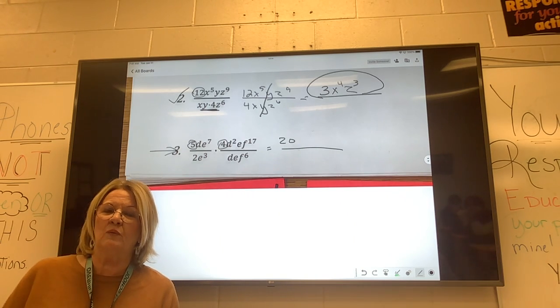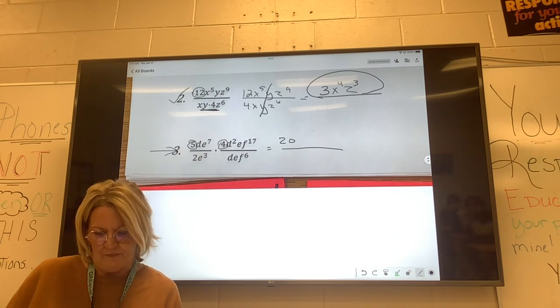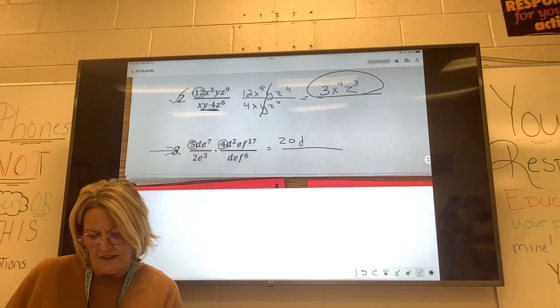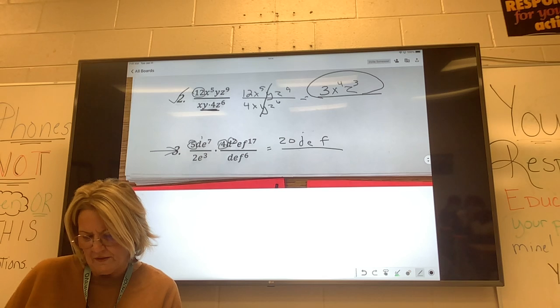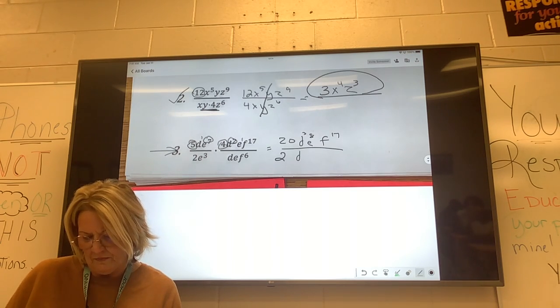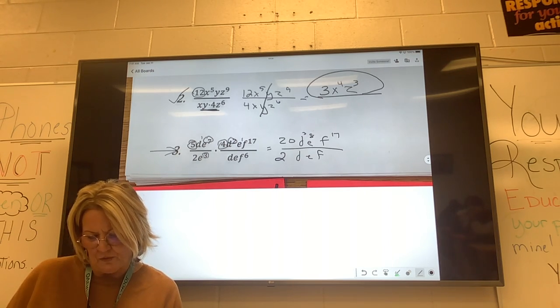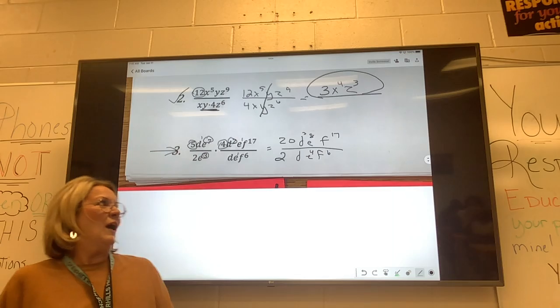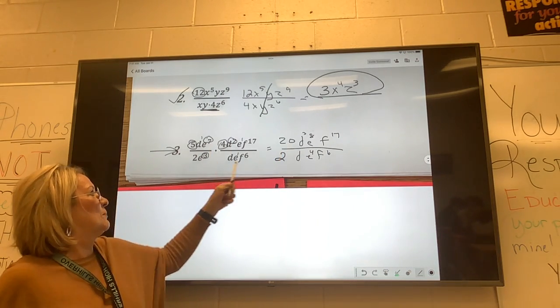When we multiply, what do we do to exponents? Add them. So I have a D, an E, and an F. So I have a D^1 and 2 more, that's 3. I have an E^7 and 1 is 8. And I have an F^17. And on the bottom, I'm going to multiply. I have a 2 and I have a DEF also. And the D, I just have a 1. My E, I have a 3 and a 1, which is 4. And my F, I have an F^6. So I multiplied this and got this, multiplied this and got this.